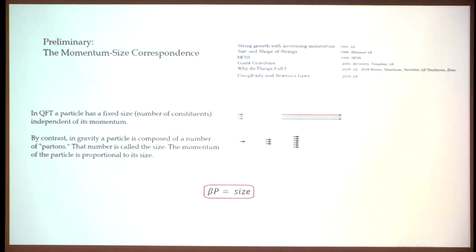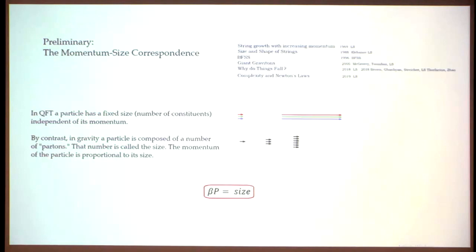In gravity, by contrast, you could say it a number of ways. You could say all partons are wee. Or you can just say the number of partons in a particle grows with its momentum. And the number of partons, I'll give the name the size of the particle. The size of the object grows with momentum. That's a shocking idea because it seems to violate Lorentz invariance. If you ask me about it later, I'll tell you why it doesn't.